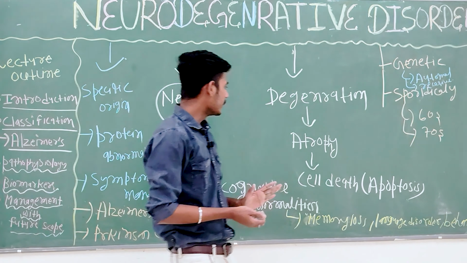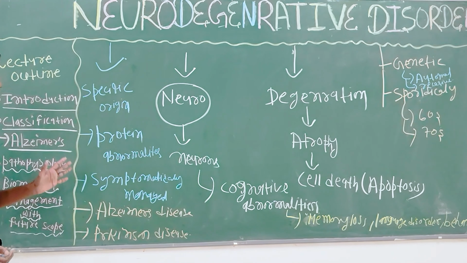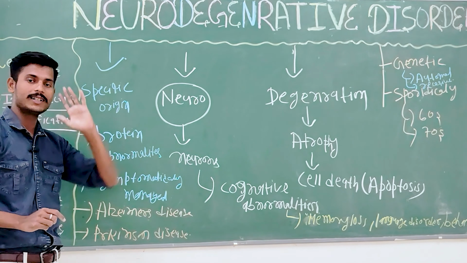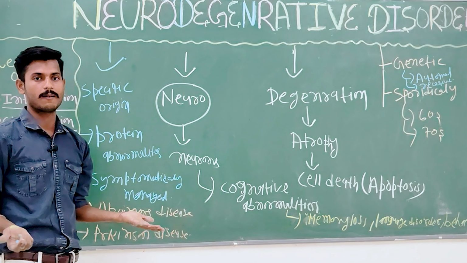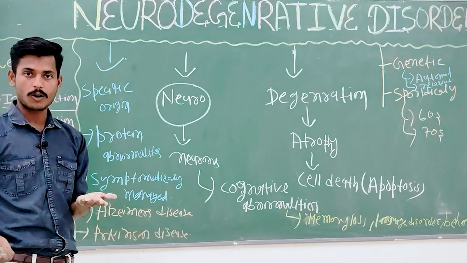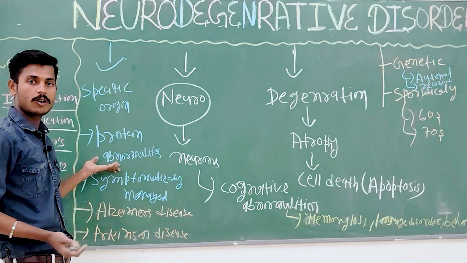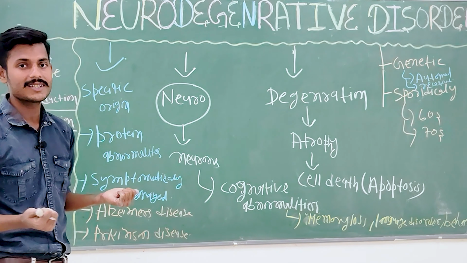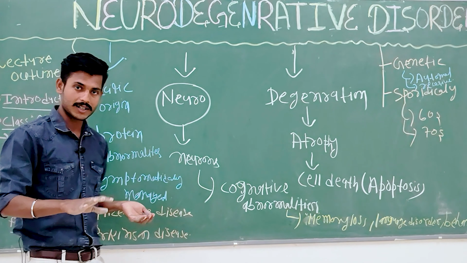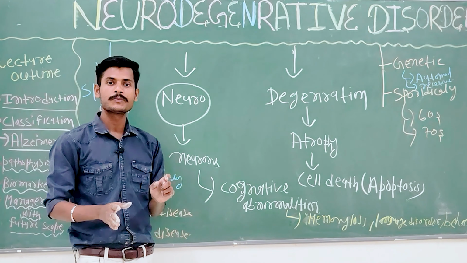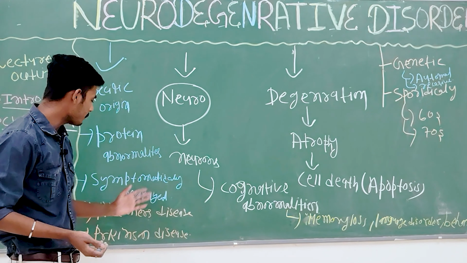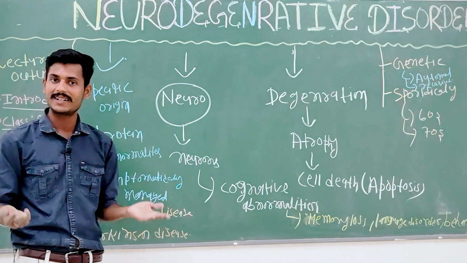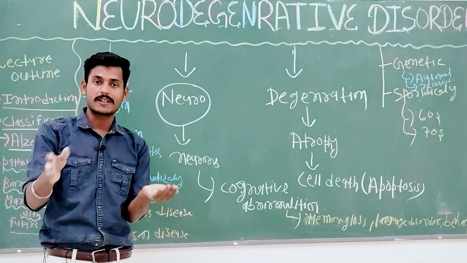Got it? No problem. Then we understand that these neurodegenerative disorders do not spread. They only affect a specific region of our brain, so they are specific in origin, and protein abnormalities are there. If we're talking about the management of these diseases, we have drugs which manage the symptoms, so there is symptomatic management. Classification depends upon which area is affected in the brain.